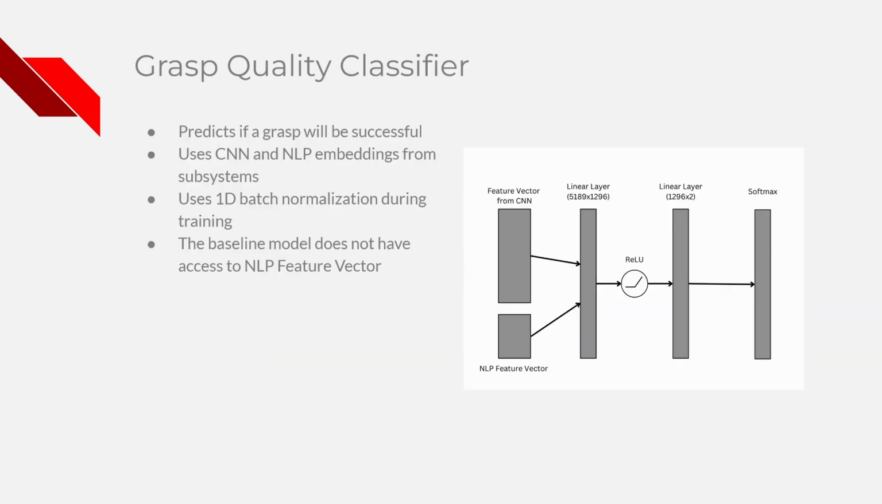Grasp quality classifier. The grasp quality classifier takes haptic and NLP embeddings and predicts if the given grasp will be successful. It consists of 2 fully connected layers and a softmax activation function. We train the entire model end-to-end and utilize 1D batch normalization as our regularization technique. We also introduce a baseline model which does not receive NLP embeddings but is otherwise equivalent to our model.